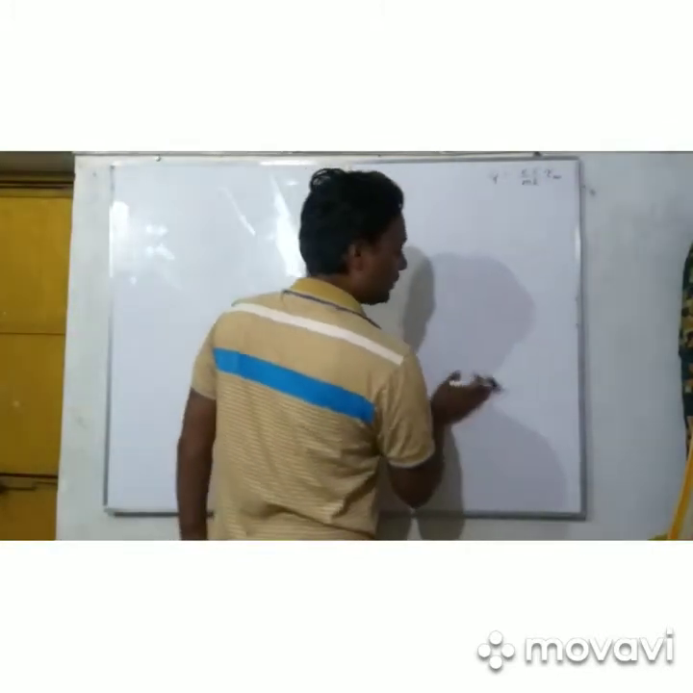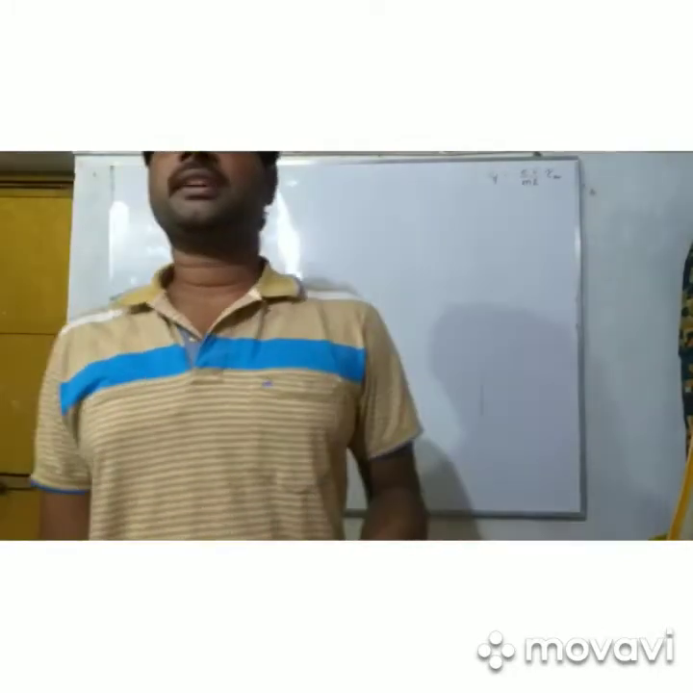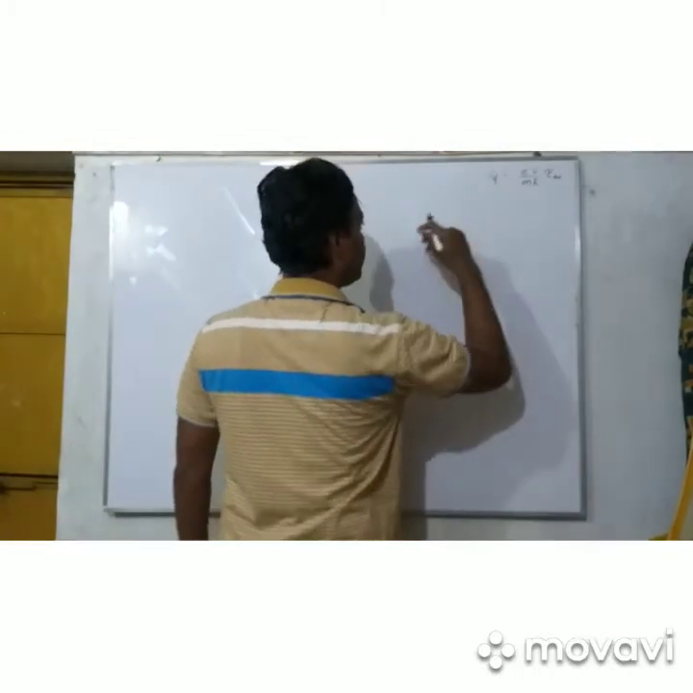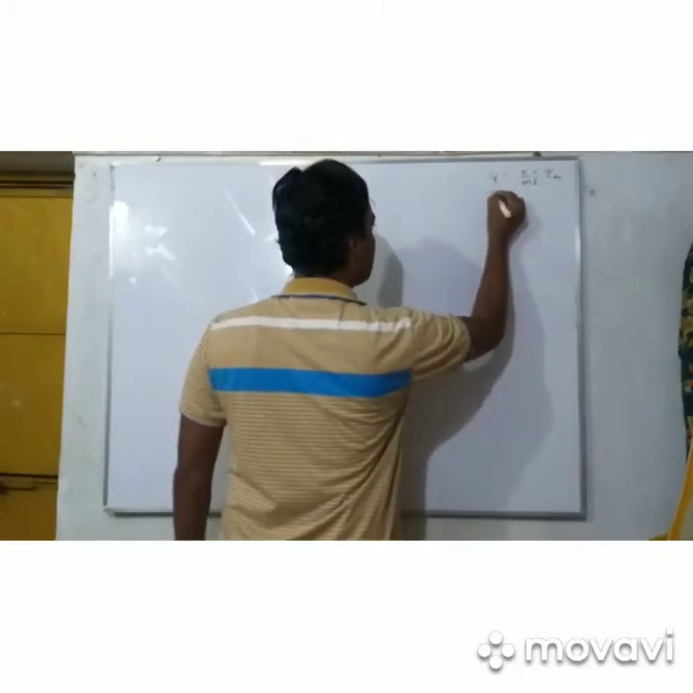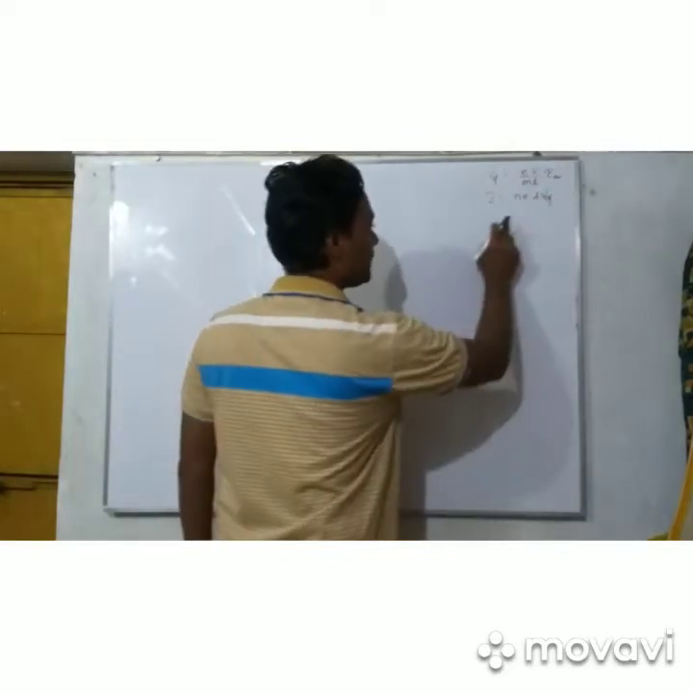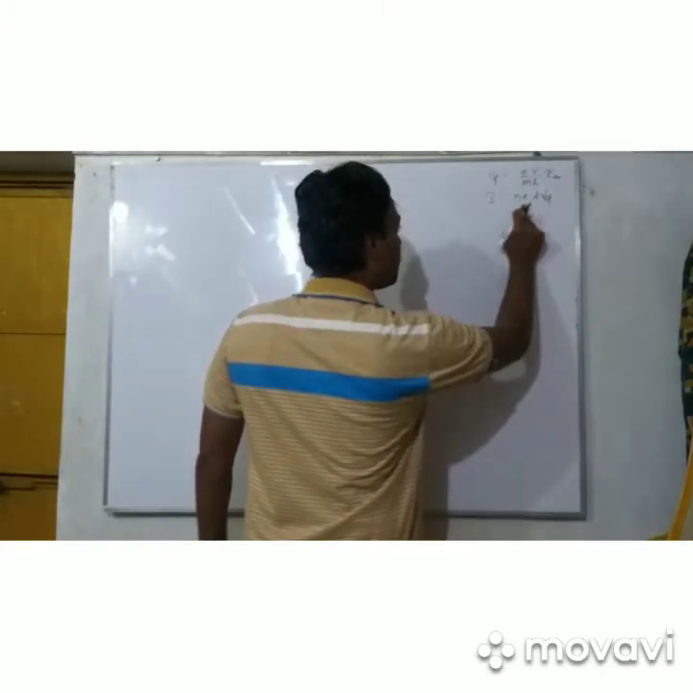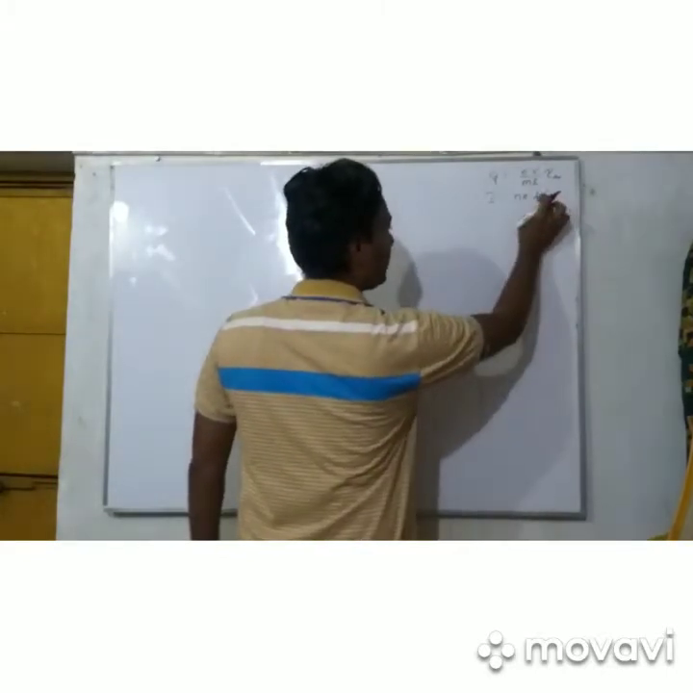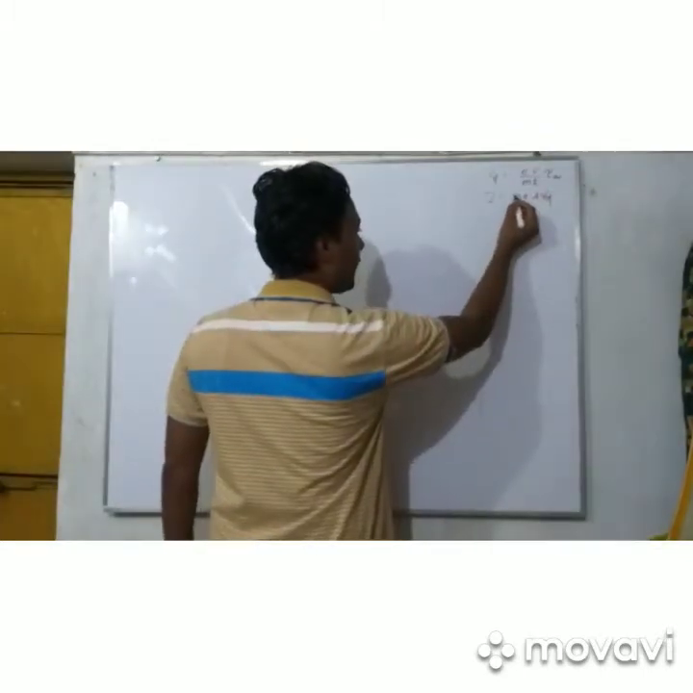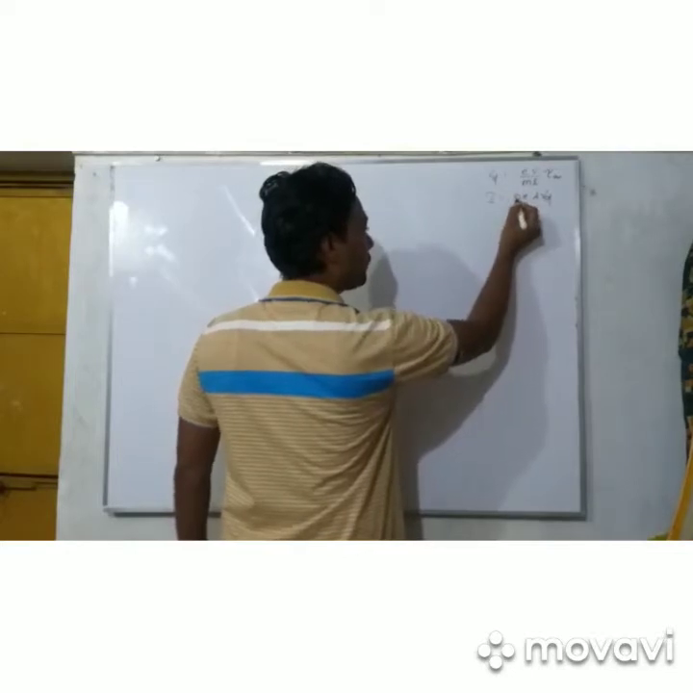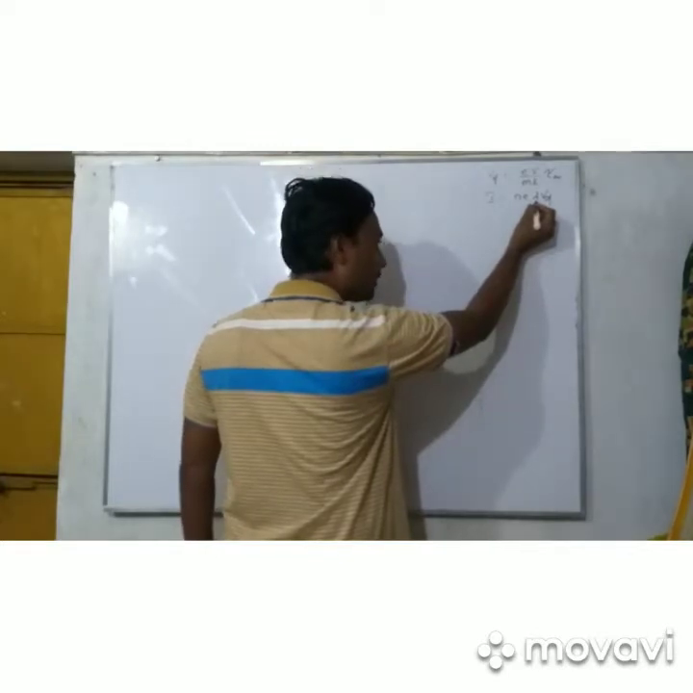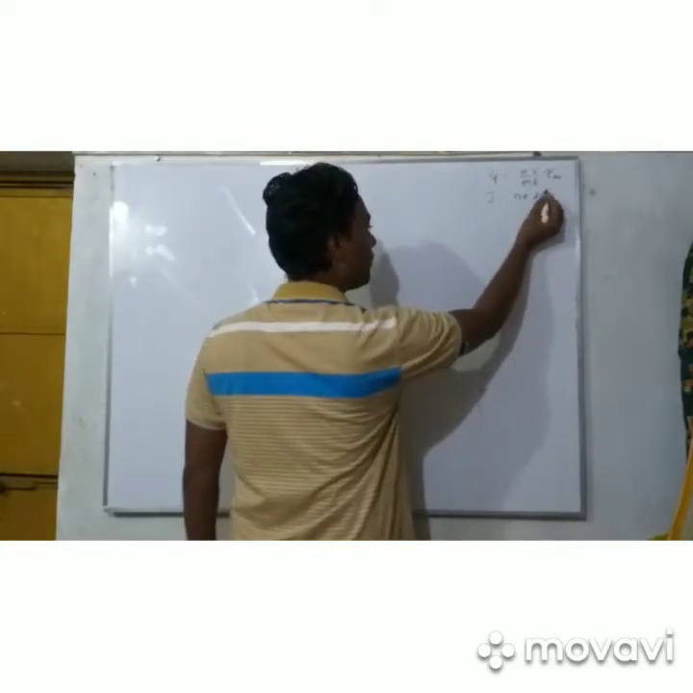Similarly, as we know, the relation between drift velocity and electric current is given by I equal to neAVd. Here n is the number of electrons per unit volume, e means charge of electron, A means area of the conductor, and Vd means drift velocity of the electrons.